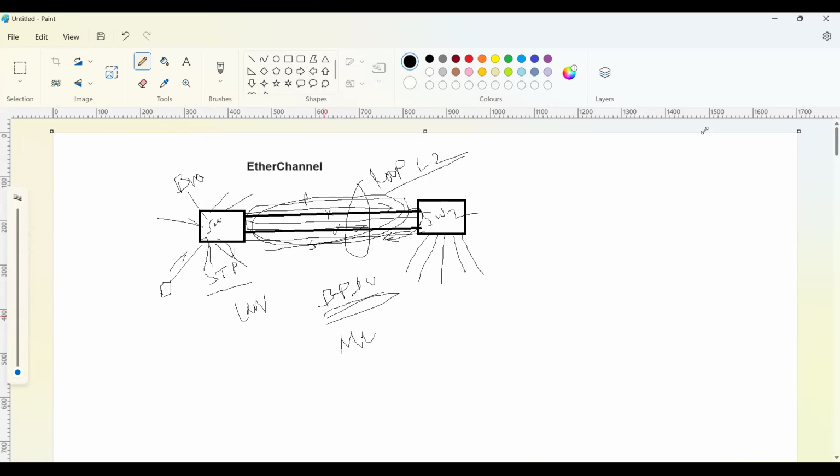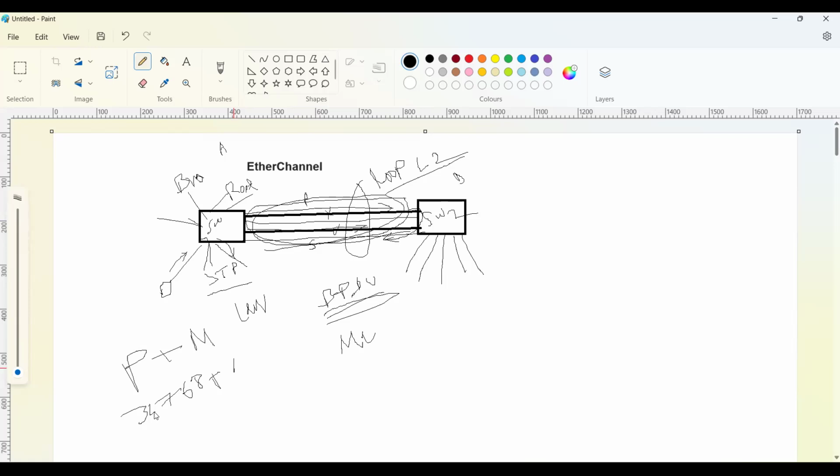Understood? And when a switch receives this, what will happen? The root bridge switch is elected based on the priority plus MAC address. By default, the priority is 32768 plus the MAC address. If, for example, this is the MAC address of A, and this is the MAC address of switch B.